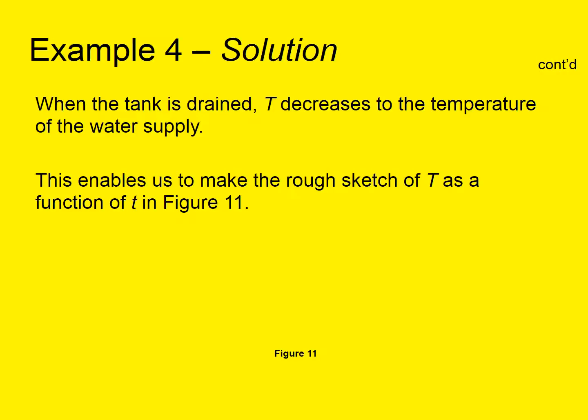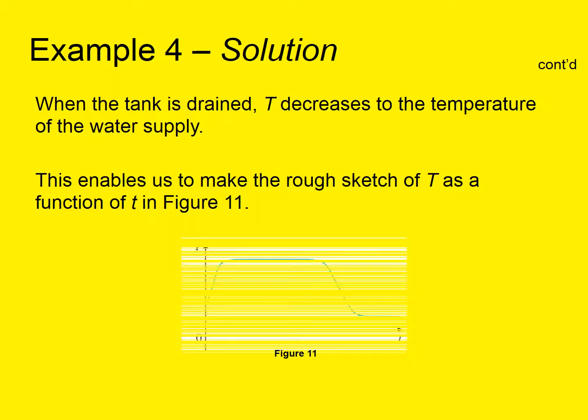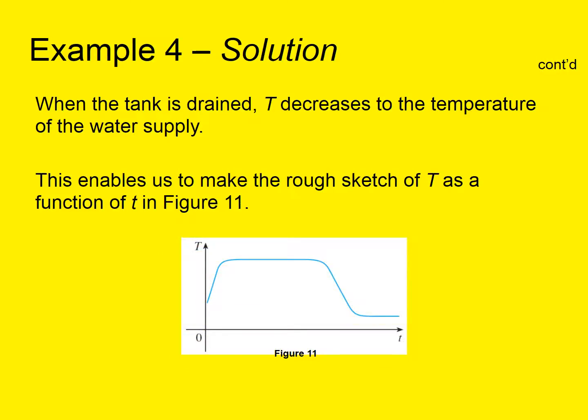Then the tank is going to drain. Temperature decreases to the temperature of the water supply. And so put it all together and you've got a graph like that. Okay, so as we read from left to right, that is, as time goes on, the temperature of the water will increase from room temperature to hot. Then as long as we have hot water, it'll continue to run hot.